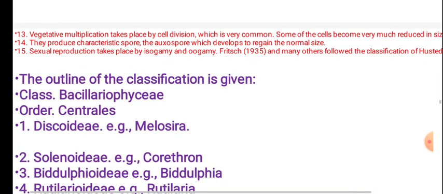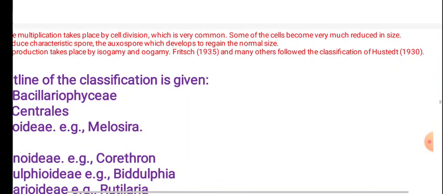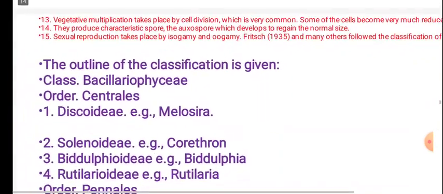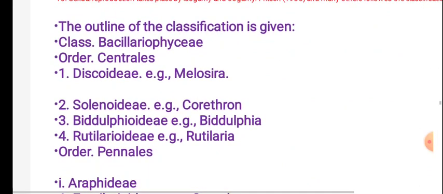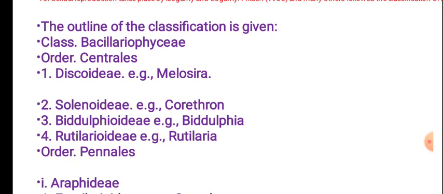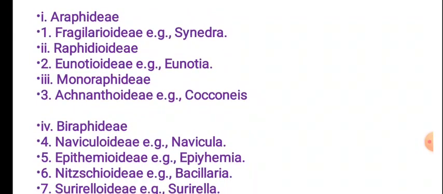Sexual reproduction takes place by isogamy or oogamy, and therefore Fritsch 1935 followed the classification of Hustedt of 1930. So Fritsch gave it as Bacillariophyceae Centrales. Then there are different subfamilies and orders: Discoideae, Solenoideae, as per genera. The genera are Melosira, Corethron, Biddulphia, Rhizosolenia. Then order Pennales. These are the diatoms.